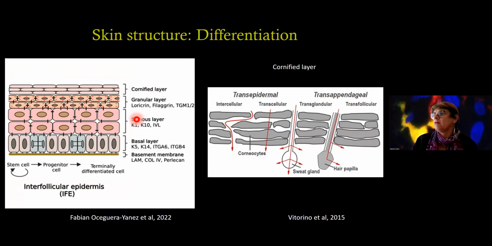the skin. Here are the different markers which are specific to the keratinocyte at the different layers. And for the barrier function, the main proteins are filaggrin and loricrin. Here there is a description of the cornified layer and how an active ingredient can penetrate into the skin via transepidermal or through the annexes of the skin, such as the hair follicles.